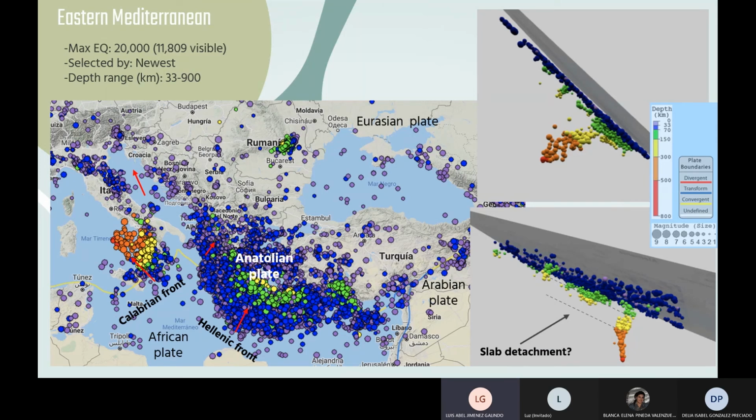The Eastern Mediterranean has 2 main subduction fronts in just 5 kilometers. For example, the first one, the African Plate, produces the Calabrian front beneath the Eurasian Plate. This is beneath Italy. And the deepest earthquake took place at 5,000 kilometers, and we can see it in the upper right 3D image. The Hellenic front records shallower earthquakes because of a lack of the subducting slab beneath the Anatolian Plate. And we can see it in the second 3D image.